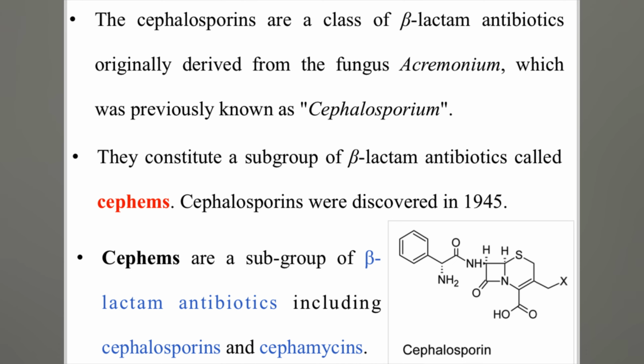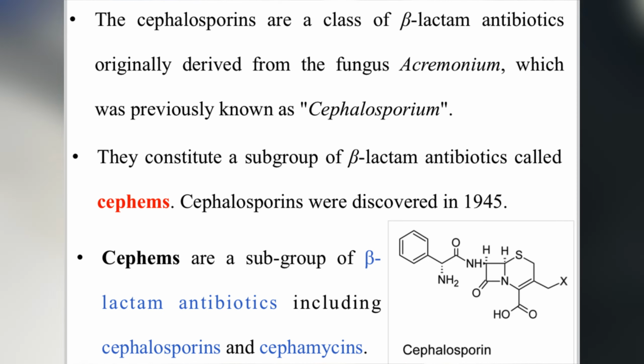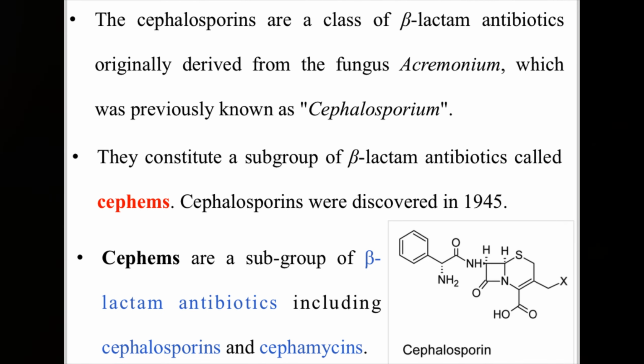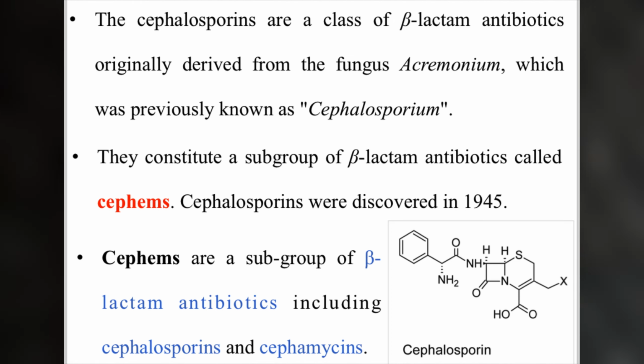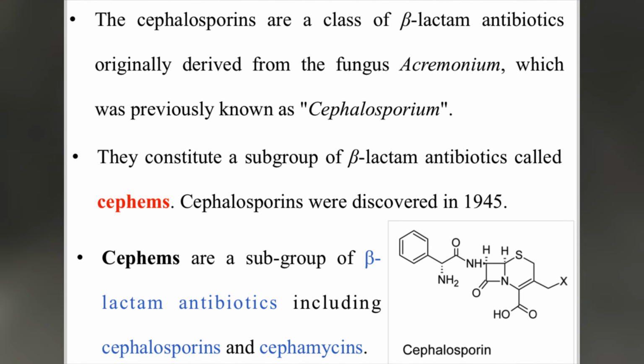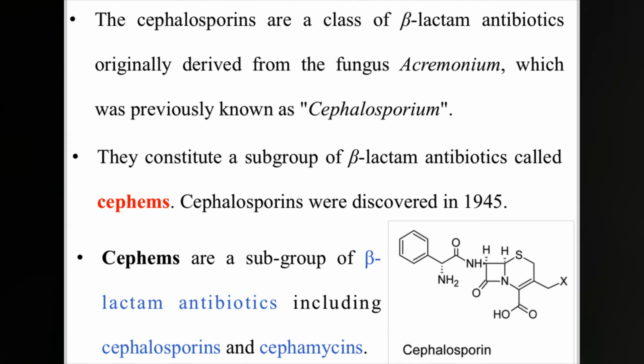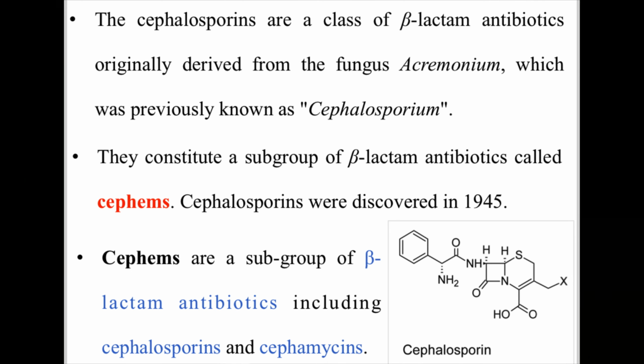So they are a subgroup of cephem antibiotics, and this word comes because of a specific structure which is present inside our main structure. Within the cephems we have cephalosporin and cephamycin. But what we discuss is mainly cephalosporin and the different generations of cephalosporin, from generation 1, then 2, then 3, then 4, and then 5. But what we discuss here is only the beginning of cephalosporin, and then we must have some resources to study more about them.